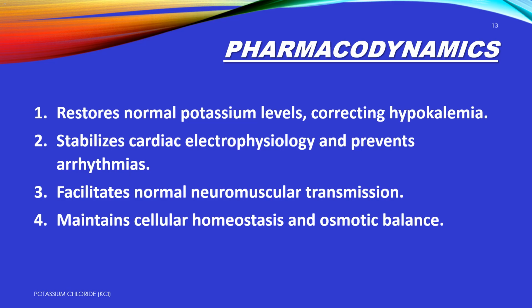3. Facilitates normal neuromuscular transmission. Potassium ions play a crucial role in transmitting nerve impulses to muscle, ensuring proper muscle function and movement. 4. Maintains cellular homeostasis and osmotic balance. Potassium helps regulate the balance of fluids and electrolytes within cells, maintaining proper cellular function and overall health.